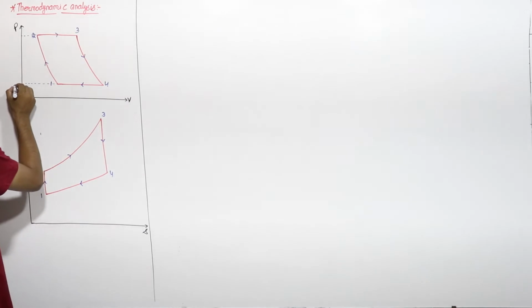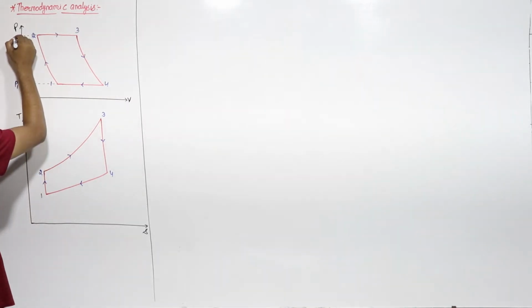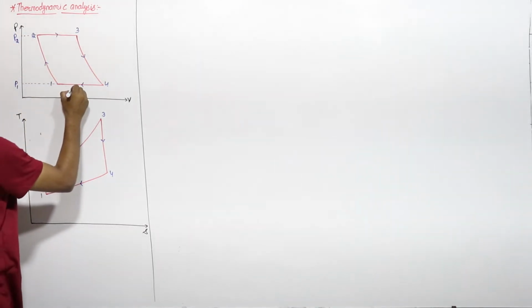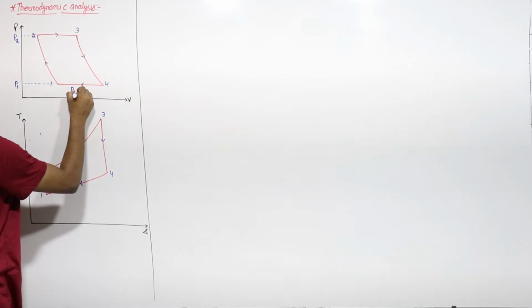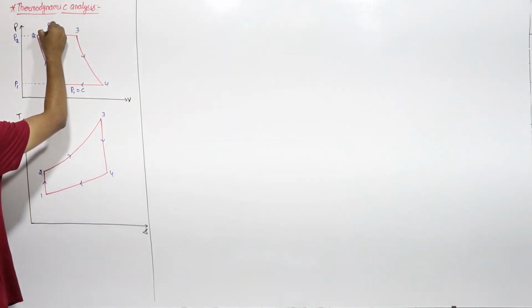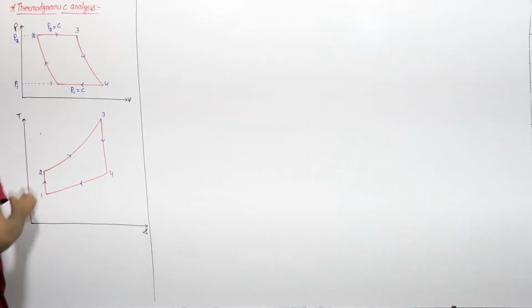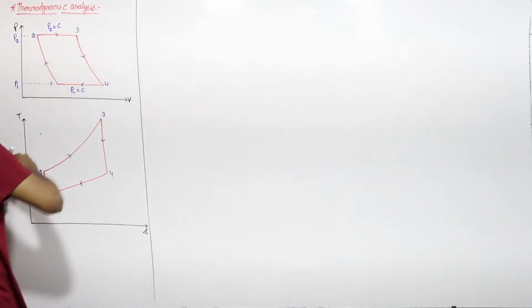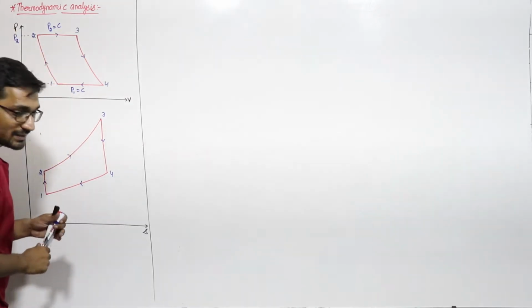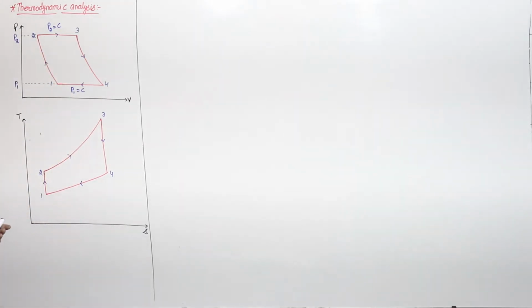So let us say corresponding to this, here we have pressure P1 and this is pressure P2. In this process P1 is constant, 1 to 4 or 4 to 1, and in this process P2 is constant, right? And this is reversible adiabatic expansion, this is adiabatic compression. So these are the four processes.